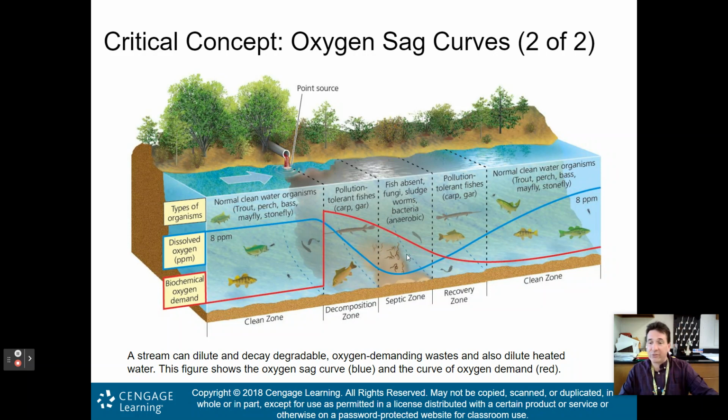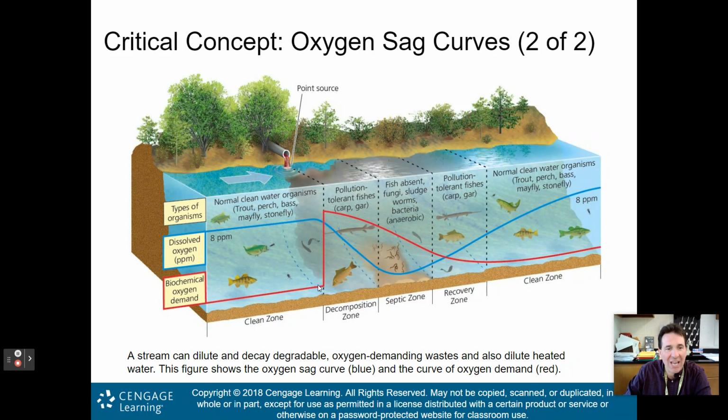But because a river can cleanse itself, right? That's one of the ecosystem services, some of the natural capital that rivers provide us. As we get further away from the point source of pollution, the river begins to cleanse itself or get cleaner. So now you have the dissolved oxygen demand decreasing once again back to normal levels. That then increases the dissolved oxygen, and then as a result, some distance away from the pollution, you're now back to that 8 parts per million, and now you're back to normal clean water organisms.